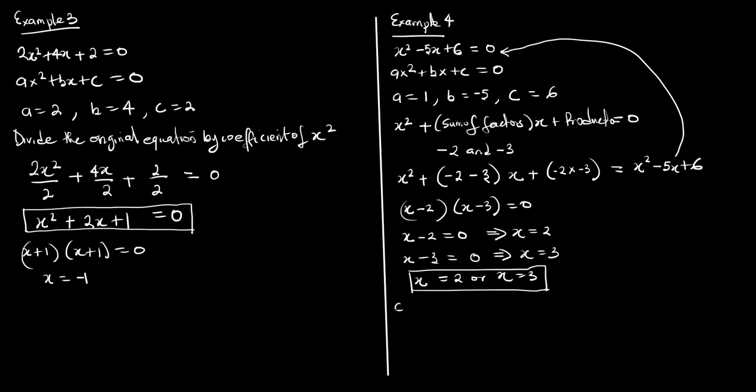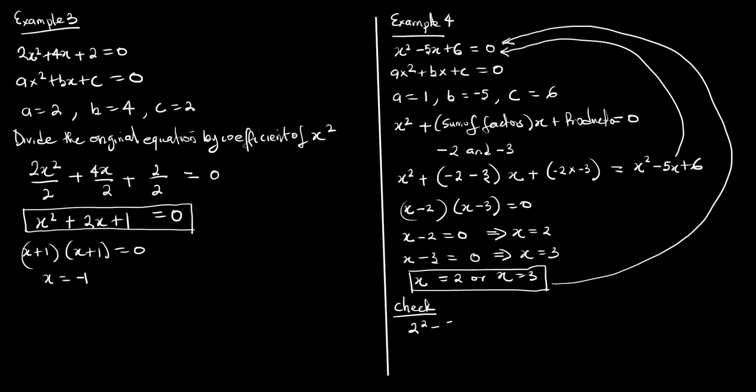Okay, so again, I always advocate to check if this is correct. So how do you check? Substitute these values into the original equation and see if it works, right? So let's put in the value of x as 2 and see if the right hand side is equal to the left hand side. That's going to be 2 squared minus 5 times 2, plus 6. This is going to be 4 minus 10 plus 6, which gives us minus 6 plus 6. Of course, this is 0. So that satisfies the equation.